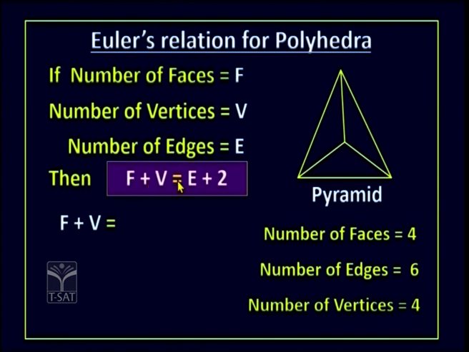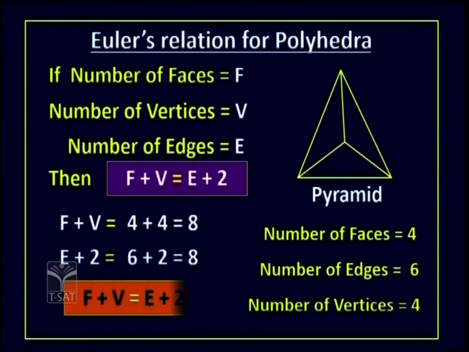Now what I am doing, children? Yes, I am finding first LHS. What is LHS, children, here? Yes, it is f plus v. So 4 plus 4 we have to take, children. What do you have to do, children? We have to take 4 plus 4 which is equal to 8. Now what is RHS, children? Yes, it is e plus 2. What is the number of edges, children? Yes, it is 6. So 6 plus 2 which is also equal to 8. Children, are we getting the same value in both the cases? Yes. Now can you say that Euler's relation is satisfied or not for this polyhedron? Yes, Euler's relation is satisfied. What is Euler's relation, children? Yes, it is f plus v equal to e plus 2.